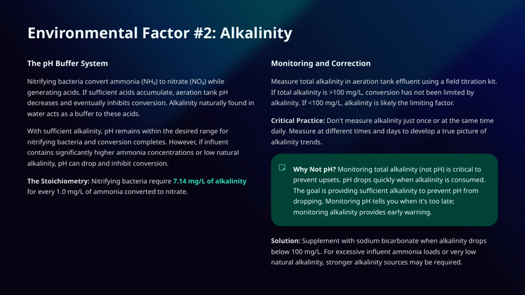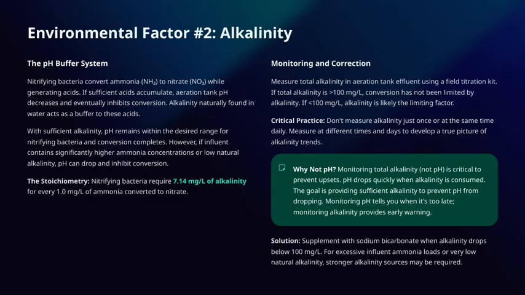pH can drop quickly when alkalinity is depleted, leading to sudden process upset. So, our goal is to provide enough alkalinity to prevent that pH drop in the first place. Monitoring alkalinity gives us early warning signs, whereas pH tells us when it's already too late.